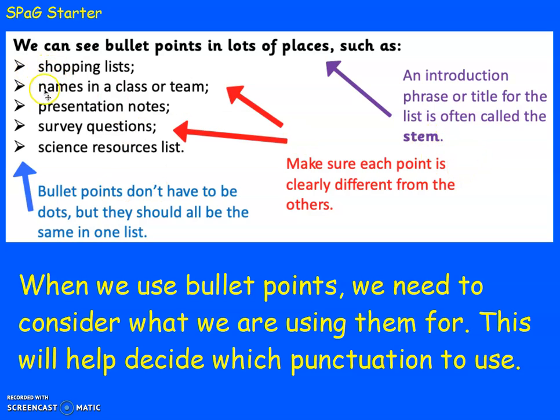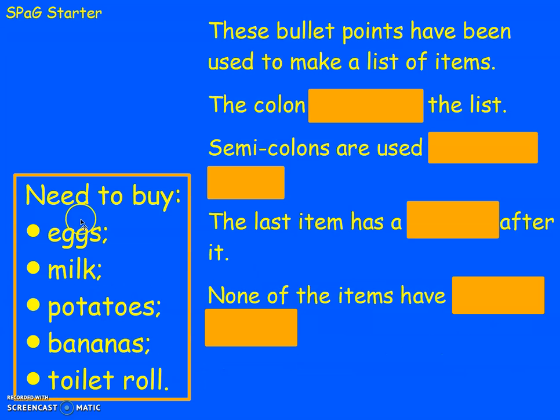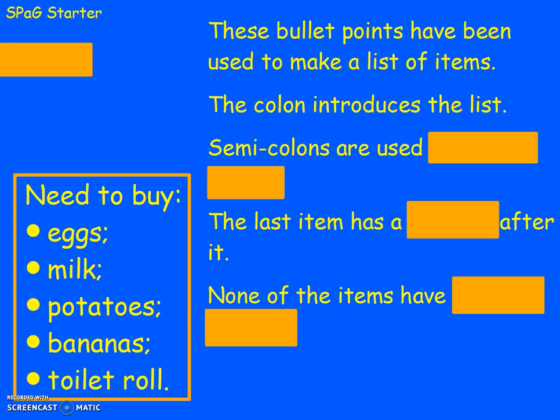So, we can see what the bullet points are for. If we don't give it a title, they're just random things in a weird list. So, when we use bullet points, we need to consider what we are using them for. This will help us decide which punctuation to use. These bullet points have been used to make a list of items. The colon introduces the list, so I will circle it in green.